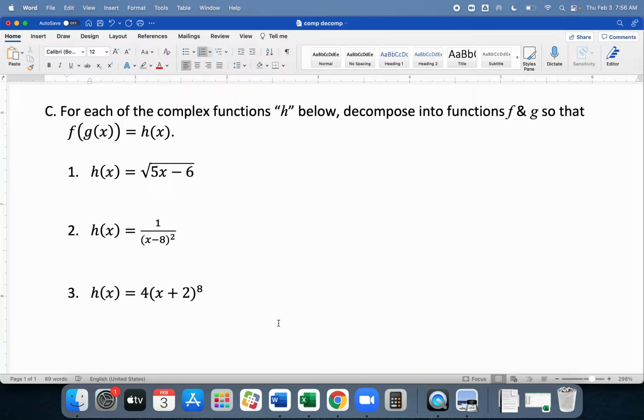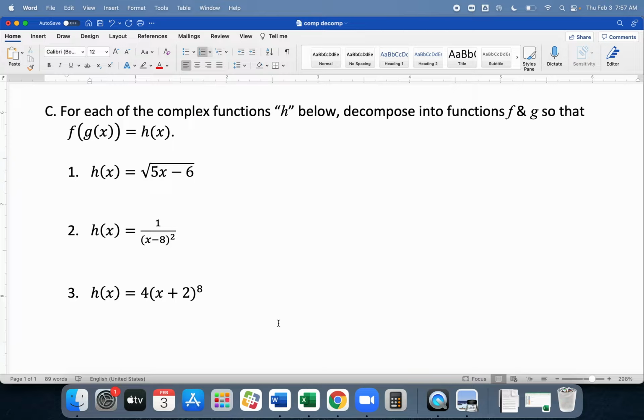Each of these functions, h of x, has a couple of different processes, at least. I think they all have more than two operations in them, so they could be split into multiple functions, but just think of kind of two chunks. Think about how you could construct, thinking about order of operations, two functions that could take the place of the single one.